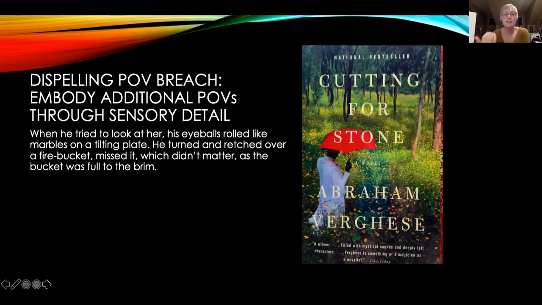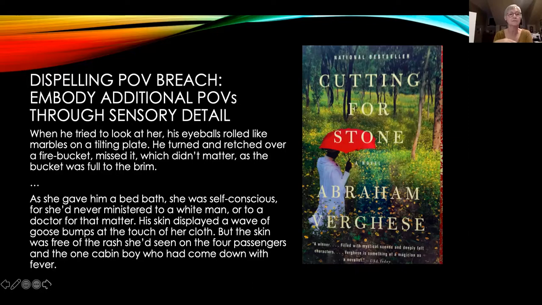And when he tried to look at her, his eyeballs rolled like marbles on a tilting plate. He turned and retched over a fire bucket, missed it, which didn't matter as the bucket was full to the brim. And then later in that scene, as she gave him a bed bath, she was self-conscious, for she'd never administered to a white man, or to a doctor for that matter. His skin displayed a wave of goosebumps at the touch of her cloth. But the skin was free of the rash she'd seen on the other four passengers she had been working with, and the one cabin boy who had come down with fever.